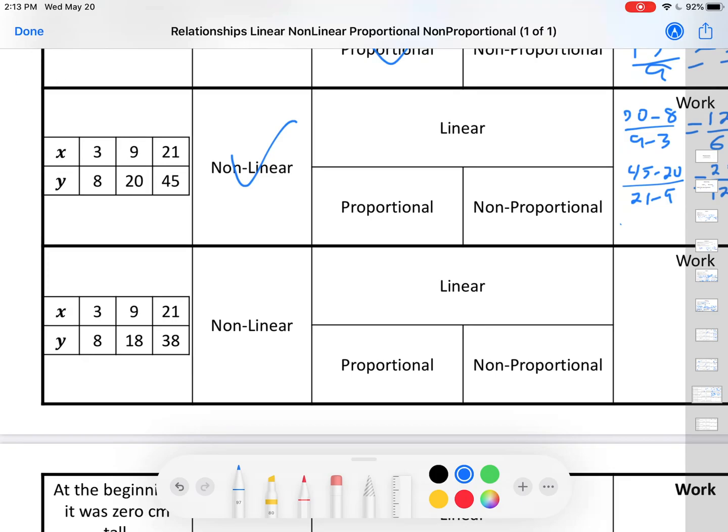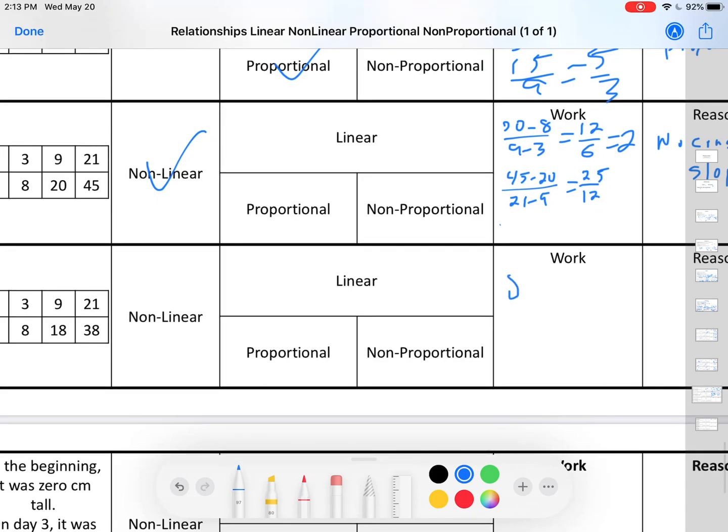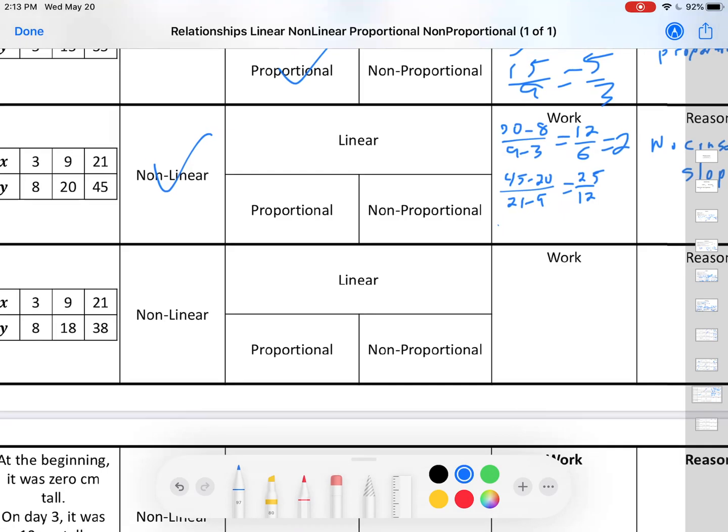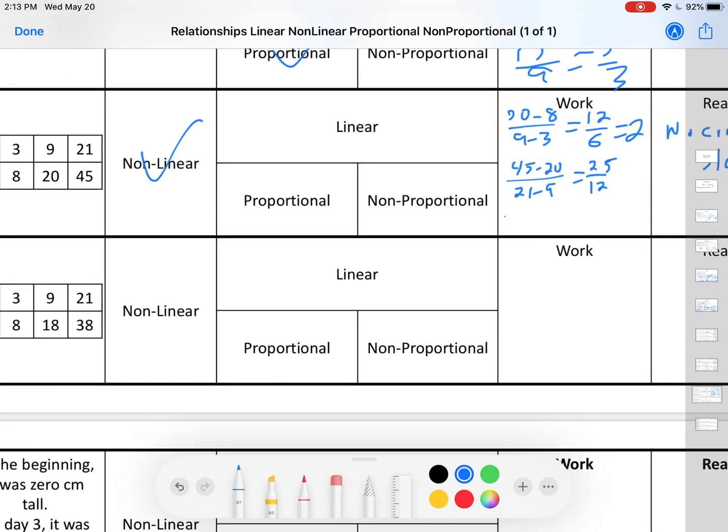All right, let's see this one. Well, we don't know that it's non-proportional. Let's say 8 over 3. Can't simplify. 18 over 9 is 2. 2 is not equal to 8 over 3. It's non-proportional. So now we just have to figure out if it's linear or nonlinear. You probably realize that it's going to be linear because I wouldn't put in another one. But 18, 8, 9, 3.